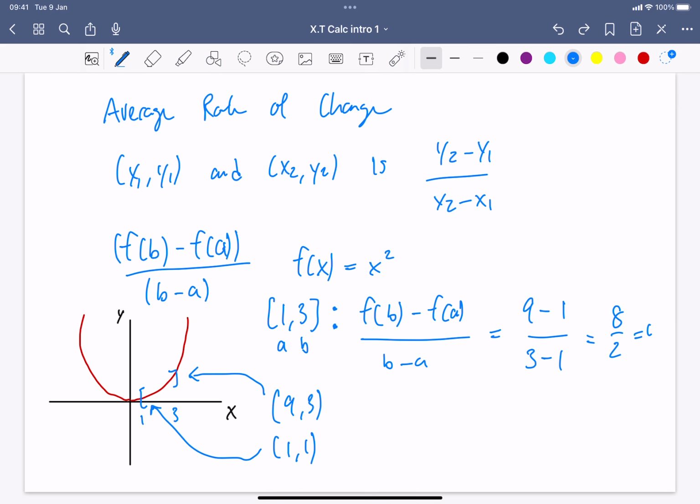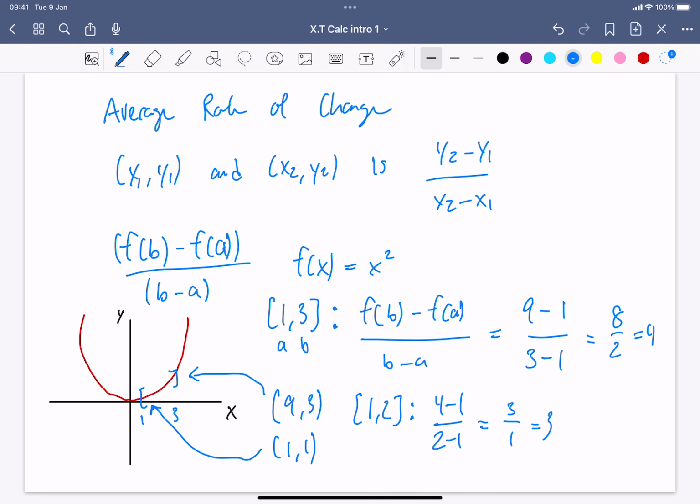I'll show you one more example where let's see what happens when we decrease the interval. So let's try, I think I'll use less space this time, 1, 2. Let's see what happens when we decrease the distance between b and a. So just quickly going over it, f of b would equal 4, because 2 squared equals 4. So we would have 4 minus 1 over 2 minus 1 equals 3 over 1, which equals 3.